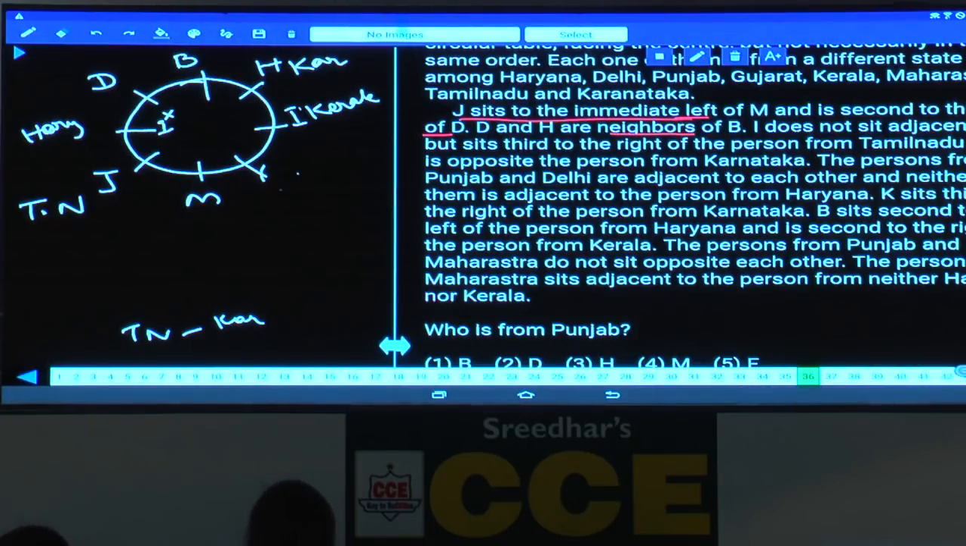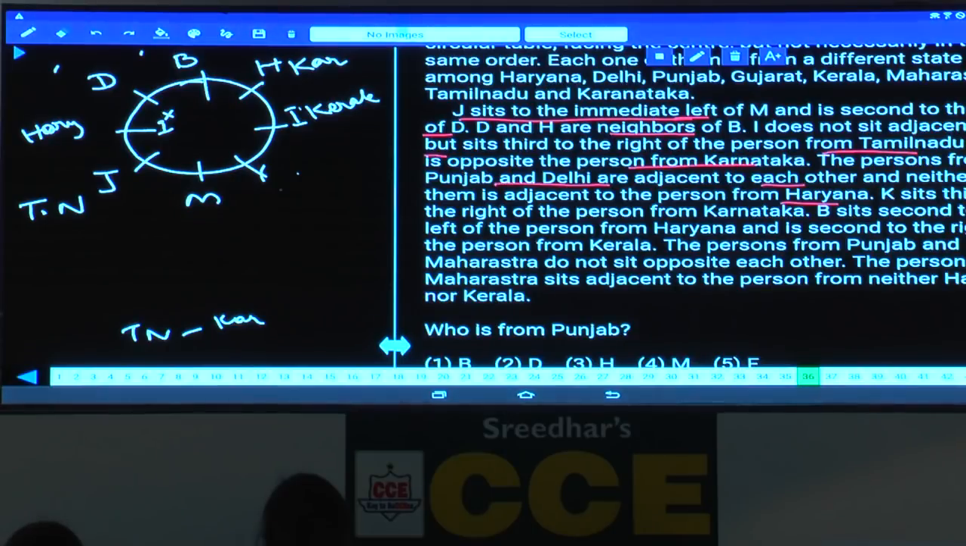I does not sit adjacent to D, but sits third to the right of the person from Tamil Nadu, who is opposite to the person from Karnataka. Tamil Nadu and Karnataka are opposite. The person from Punjab and Delhi are adjacent to each other, and neither of them is adjacent to the person from Haryana. Punjab and Delhi are adjacent, and none of these 2 persons are adjacent to whom? Haryana. As these 2 persons are not adjacent to Haryana, Punjab and Delhi cannot be in these 2 places, cannot be D and B, isn't it?